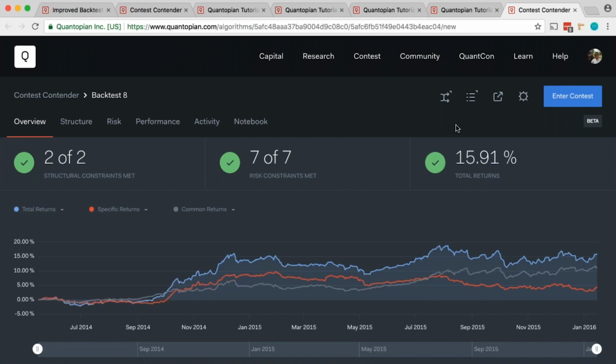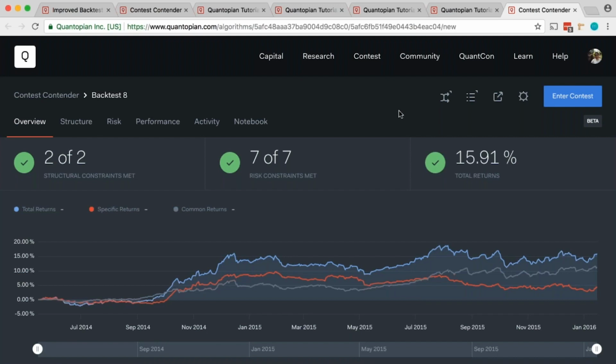For the purposes of the contest, we use the default slippage and commission model. So if you're using any custom slippage or commission model, then make sure to turn those off if you want to evaluate your contest eligibility, because that would give you the clearest picture.